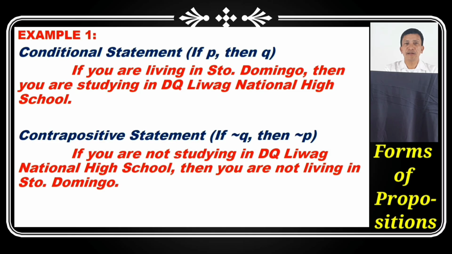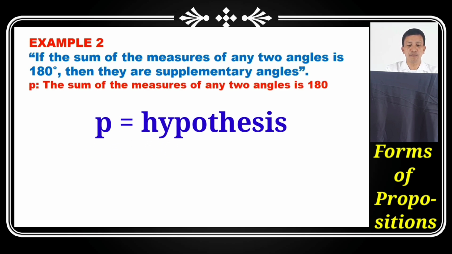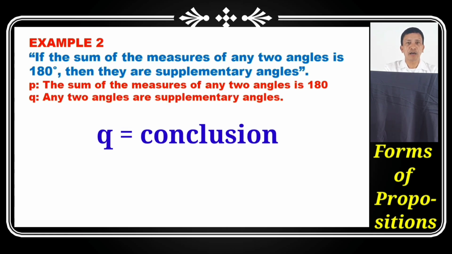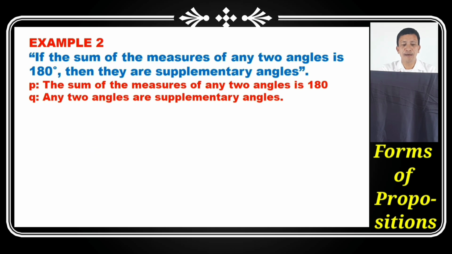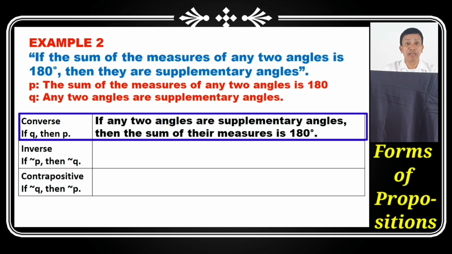Another example, number 2, is: if the sum of the measures of any two angles is 180, then they are supplementary angles. Our P statement is again the sum of the measures of any two angles is 180, while the Q statement is any two angles are supplementary angles. To convert into the converse, if Q then P: if any two angles are supplementary angles, then the sum of their measures is 180.